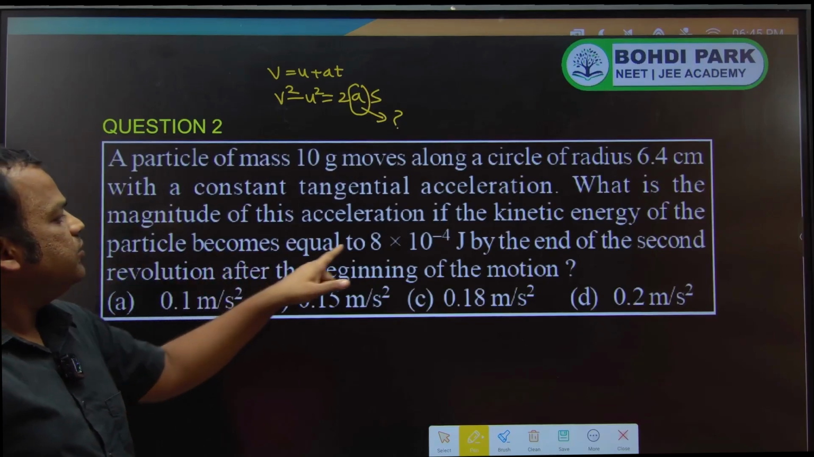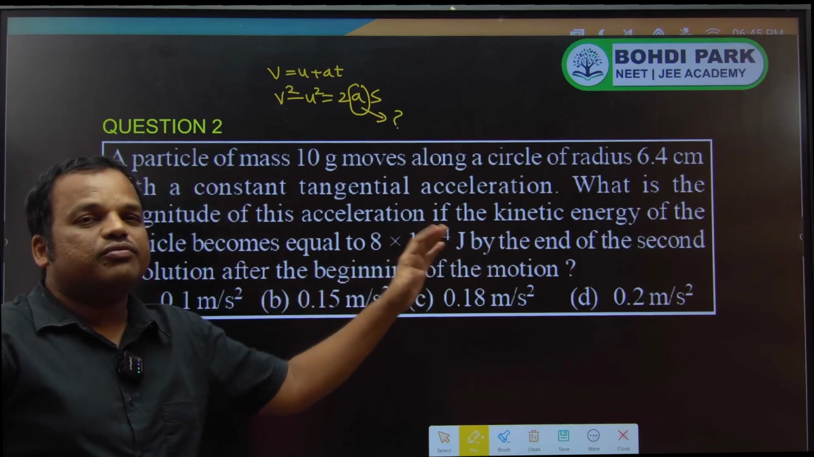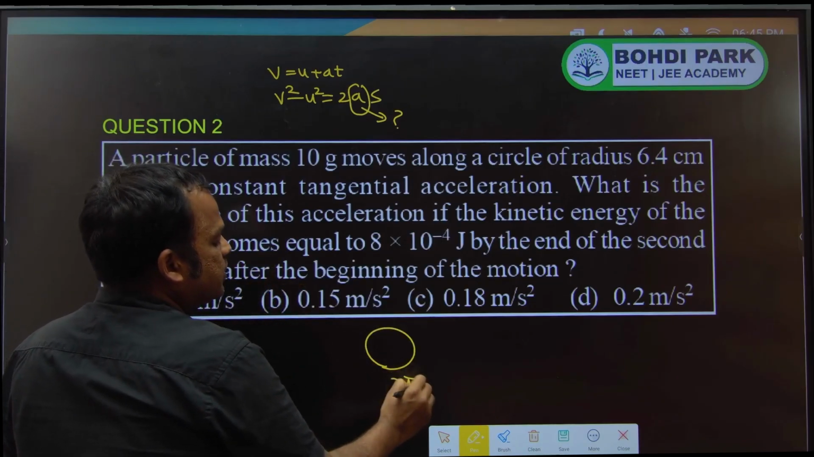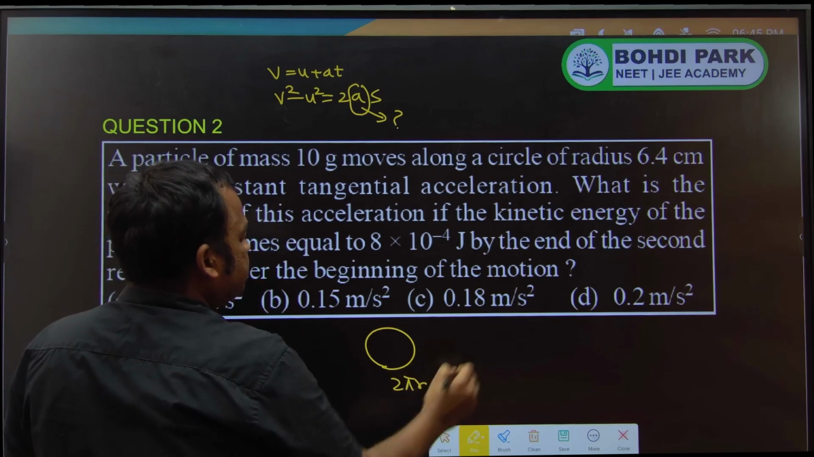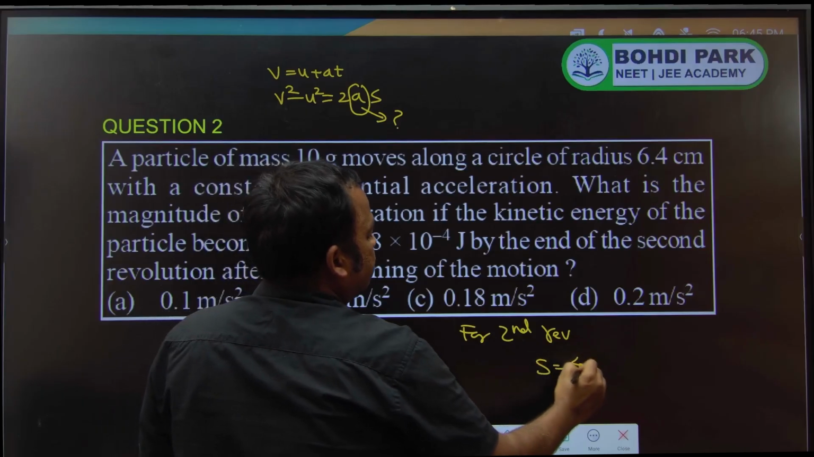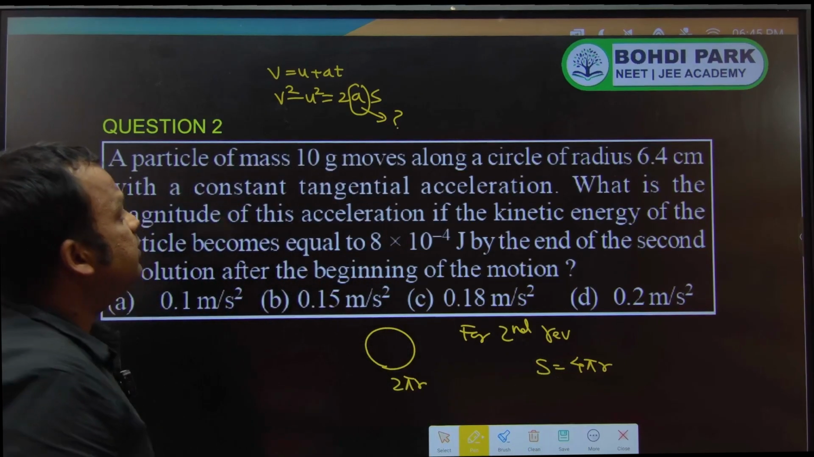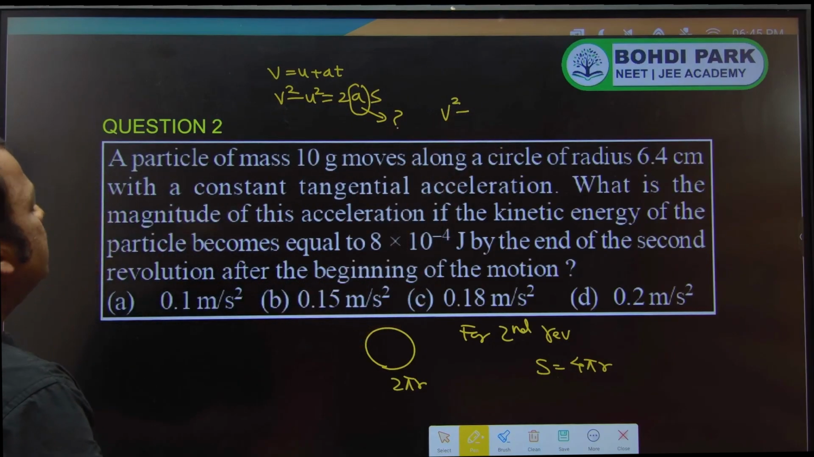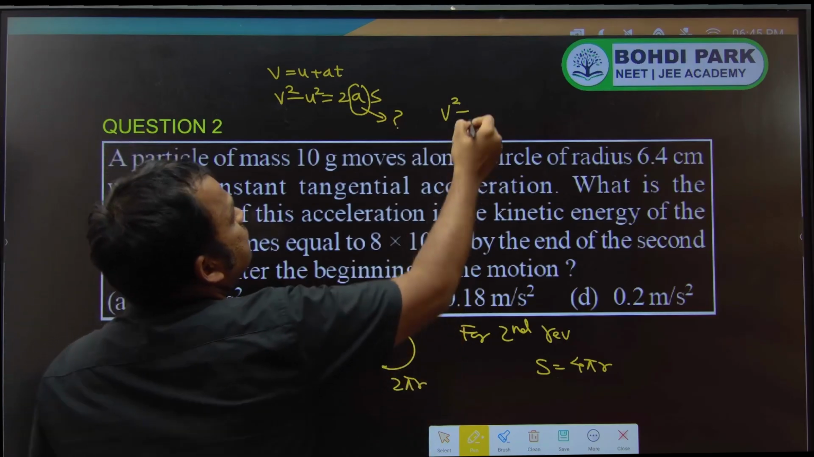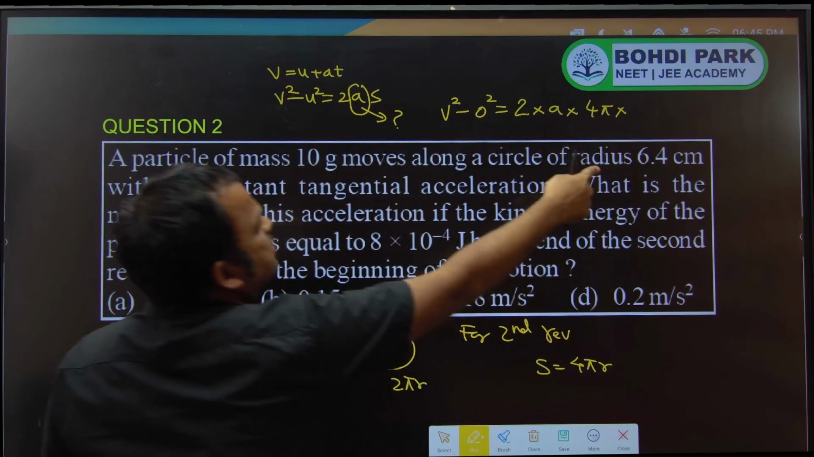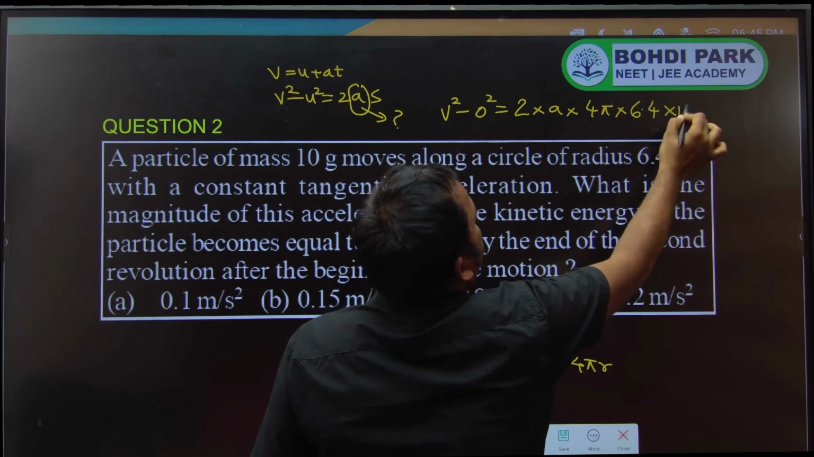The kinetic energy is 8 into 10 power minus 4 by the end of the second revolution. For one revolution, the distance covered is 2 pi r. So for the second revolution, the distance will be 4 pi r, that is 2 into 2 pi r. So let's use v square minus u square is equal to 2as. The initial velocity is not mentioned, so let's assume it to be 0. So v square is equal to 2a times 4 pi r. R is given as 6.4 centimeter, so 6.4 into 10 power minus 2.